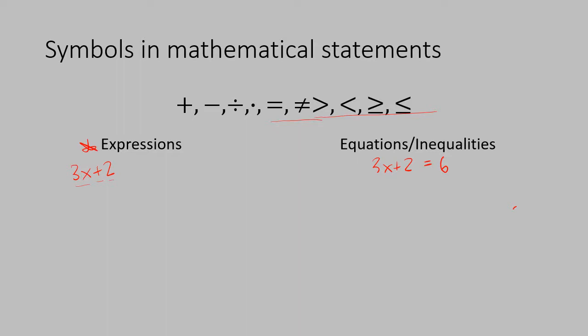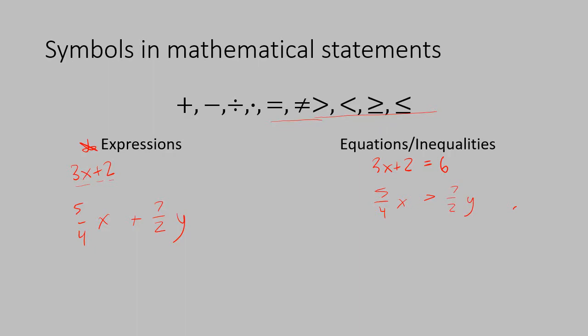So some more examples. Let's do 5/4 x plus 7 halves y, right? That is a mathematical expression. And then an inequality might be that 5/4 x is greater than 7 halves y. That would be an inequality, okay?